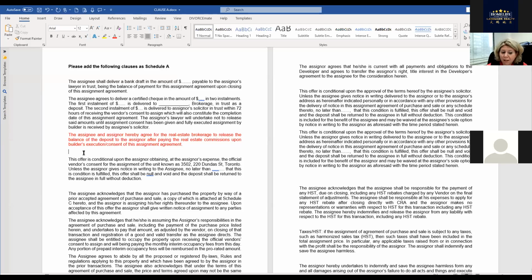So what clause do you want to write in Schedule A? The most important clause: the assignee and assignor agree for the brokerage to release the balance of the deposit to the assignor after paying real estate commission upon builder's execution of this assignment agreement. You want everything to be done at the execution of the consent of the assignment agreement.